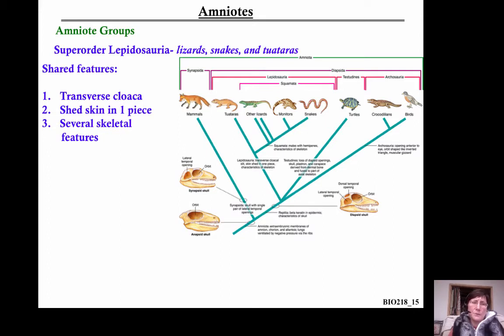There are a number of skeletal features that are similar among lizards, snakes, and tuataras, one of which has to do with their ribs. They have extensive ribs that continue down their spine much further than, say, human or mammalian ribs. There are a number of cranial features as well that they have in common, but I don't really want to go into those gory details here. If you want to know about those, we can talk about them in herpetology.